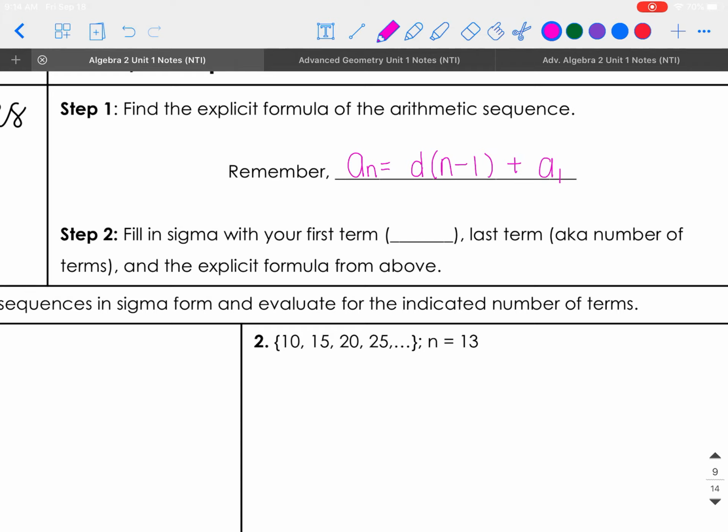A sub n, that means any term, some term. If you see A sub 20, that means I'm talking about the 20th term, the 20th number that's in the list.